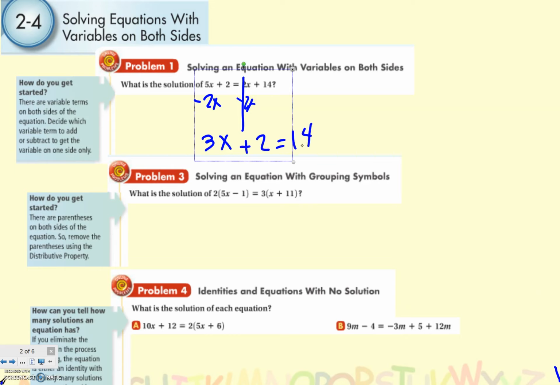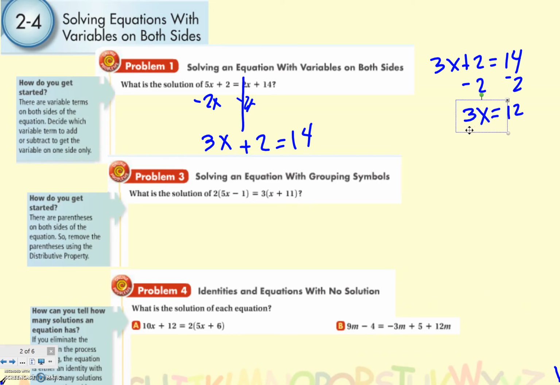And now you can solve it like a regular problem, which I'm going to do over here. I'm going to subtract 2, just like a regular two-step equation. So 3x equals 12, divide by 3, and x equals 4.